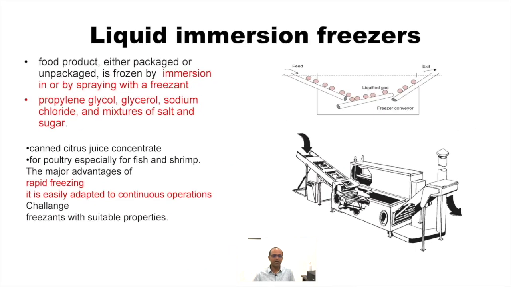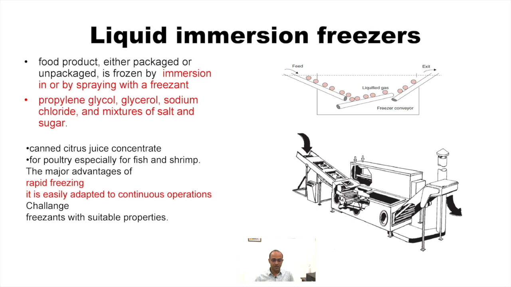Next is your liquid immersion freezers. This is a rapid freezing technology wherein the food products, either packed or unpacked, are immersed in a freezant. This freezant can be propylene glycol, glycerol, sodium chloride, or a mixture of salt and sugar, depending upon the product type. So it is very important that if you are selecting a freezant which is toxic in nature, the food item should be properly packed to ensure there is no leaking of the freezant into the product and avoid direct contact.